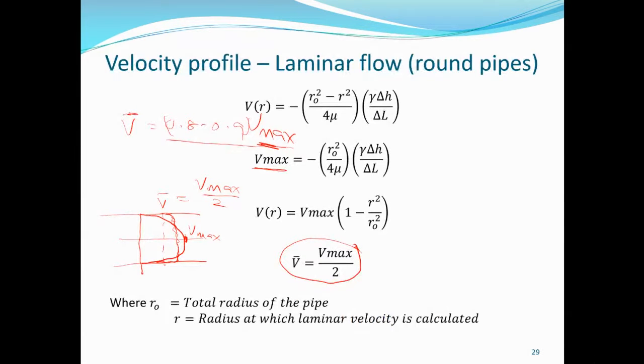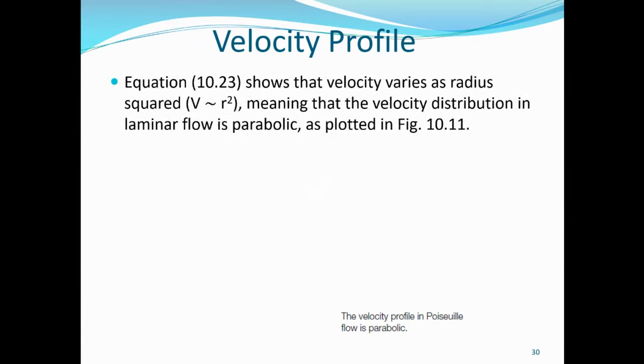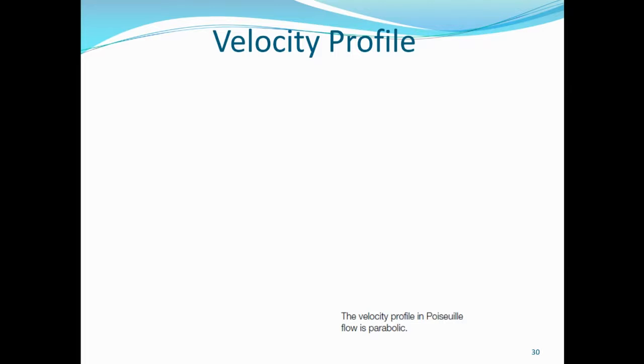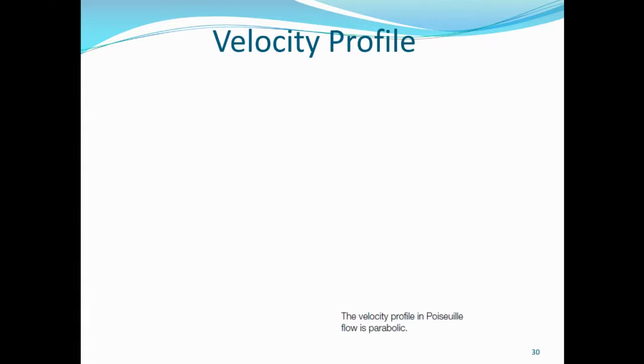But like I told you, the main point we want to drive home with this derivation is the fact that the average velocity in laminar flow is equal to the maximum velocity over 2. Simple. This is the basic thing that we want to explain here. And the equation shows that velocity varies as radius squared. You can see that.